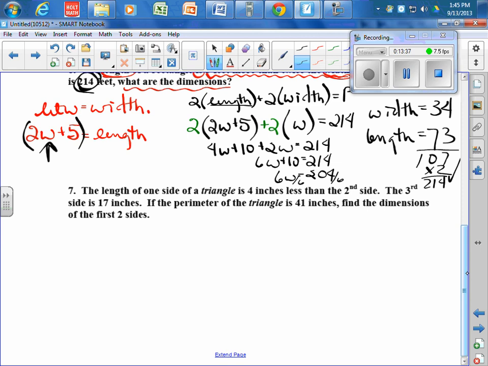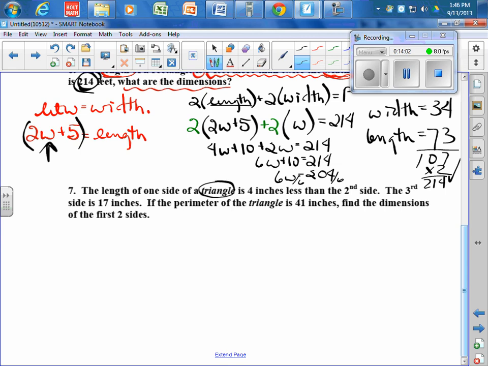Then number 7, the length of one side of a triangle. Notice that we have it in italics here. Make sure you know what you're talking about before you dive into solving this problem. The length of one side of a triangle is 4 inches less than the second side. The third side is 17. If the perimeter of the triangle is 41, find the dimensions of the first two sides.